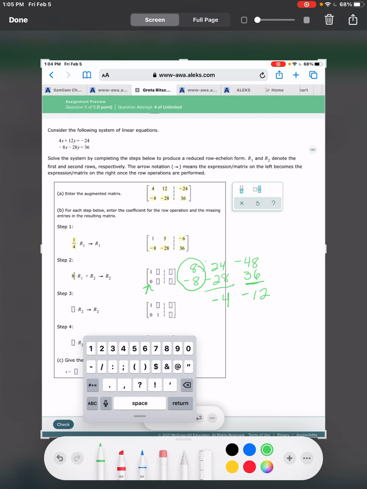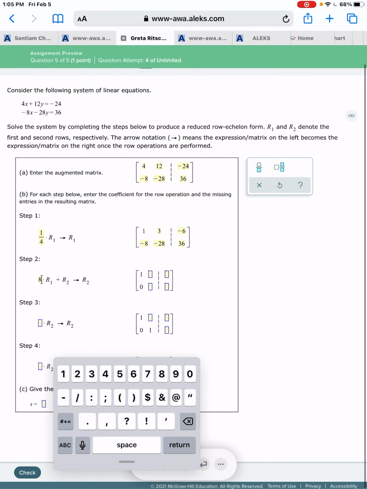So I'm going to go back to my picture and add those. Negative 4 and negative 12. Then we're actually keeping our top row the same, even though we multiplied it times 8 to add it.